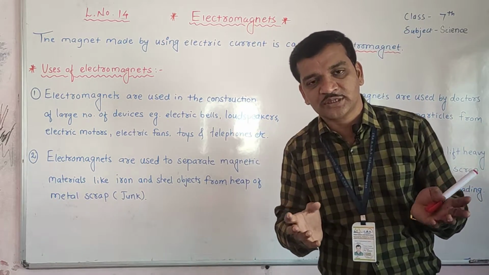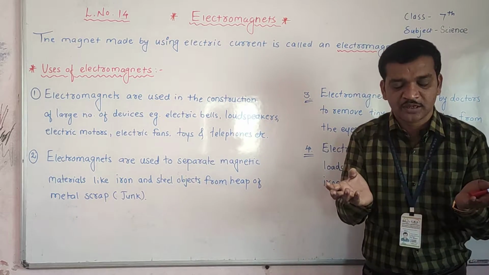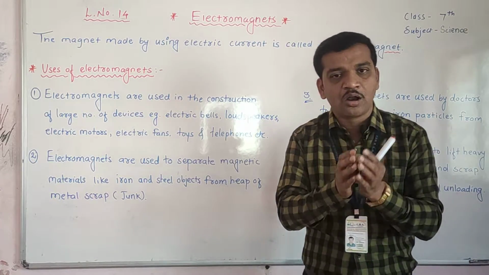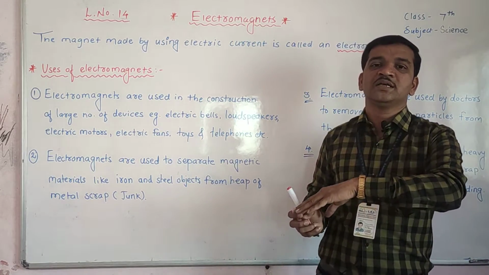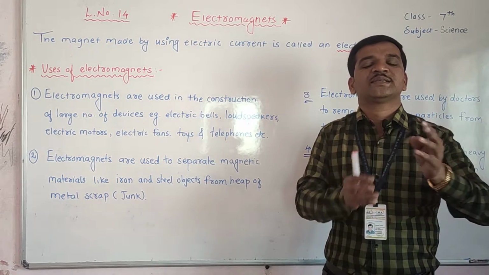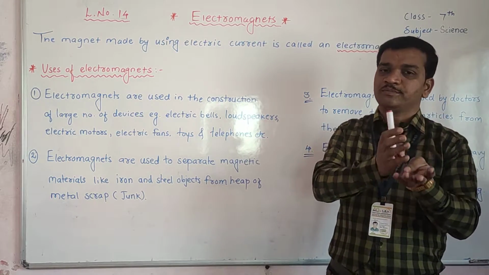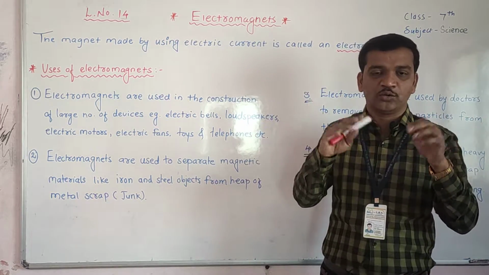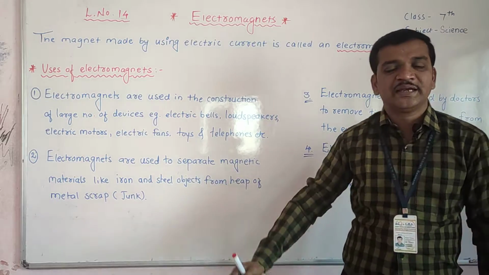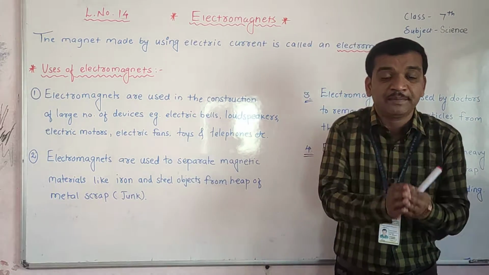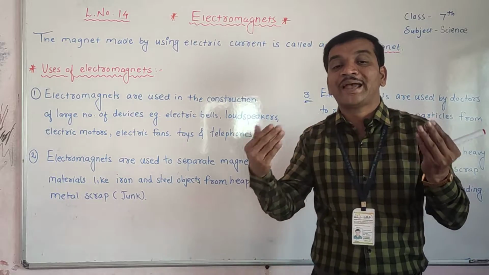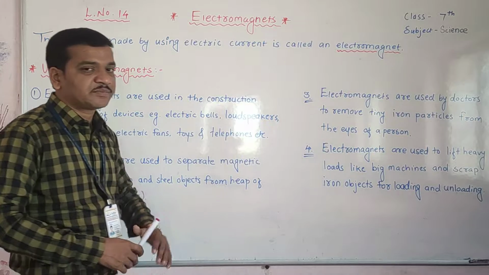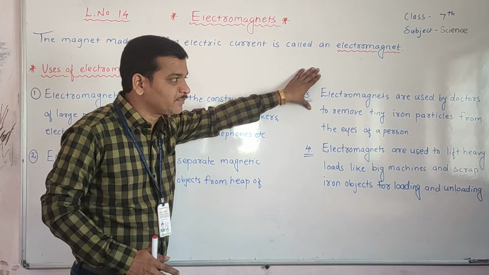Especially iron scrap. Iron scrap means junk. So iron materials like nails, whatever metallic things there are, are all removed from the junk or garbage. For example, plastic is a non-magnetic material. Polythene is non-magnetic. Paper is non-magnetic. Wood is non-magnetic. So electromagnets are used to separate out the magnetic materials from the non-magnetic materials. Understood?